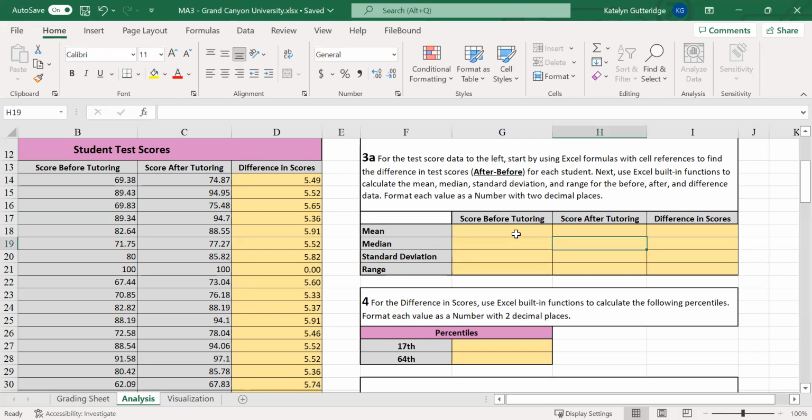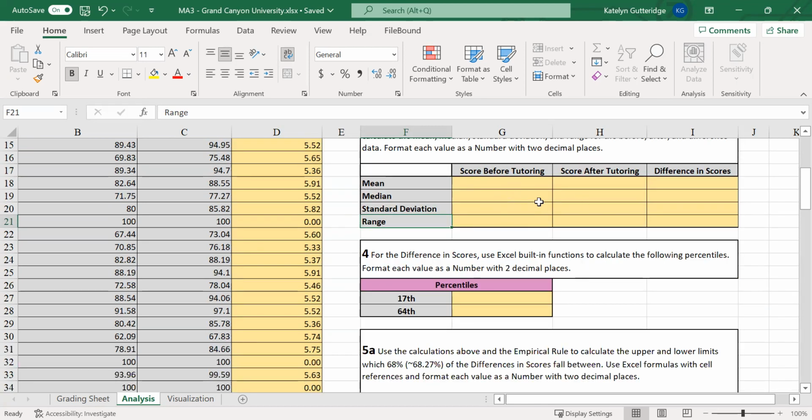For the first column of the table, you are only looking at the scores before tutoring. So you're looking at the scores in column B. For the second column of the table, you're looking at the scores after tutoring. And then for the third column, you are looking at the difference in scores. And again, you're finding the mean, median, standard deviation, and range. You should be using Excel functions in each of those formulas.